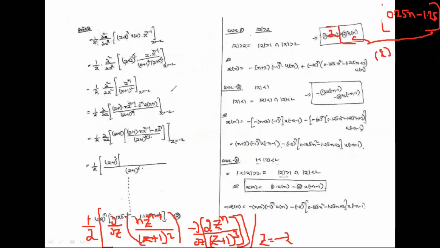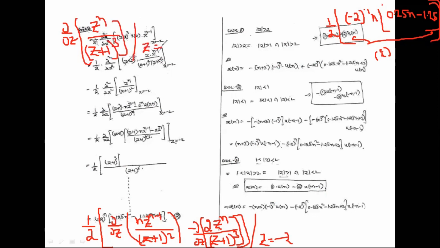Now I am taking the second term, 2 into, already 1 by 2 is there. This 2 gets cancelled, it becomes 1. So it is multiplied with the first term, only 1 by 2. Now that 1 by 2 and 1 by 2 get cancelled, the ∂/∂z of z^n whole divided by (z+1)^3 at z equal to minus 2.